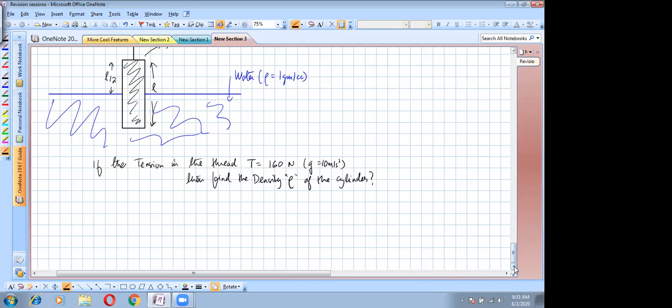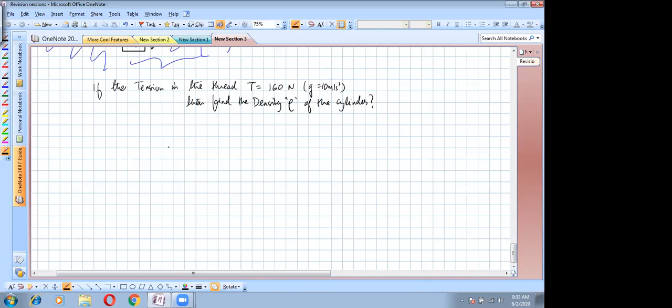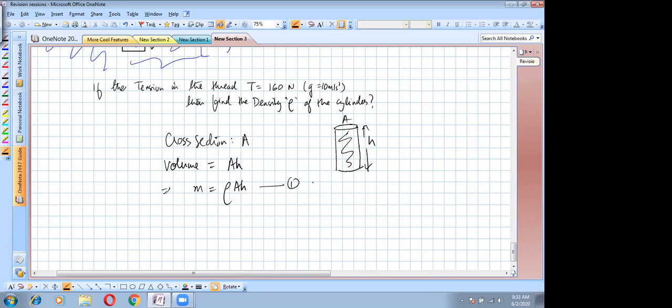In this case, you will see that suppose the cross section of the cylinder is A. Okay, so the cylinder is like this. Cross sectional area A and total height H. Then volume of the cylinder is A into H. So mass of the cylinder should be density into A into H. Okay. So this is equation 1.